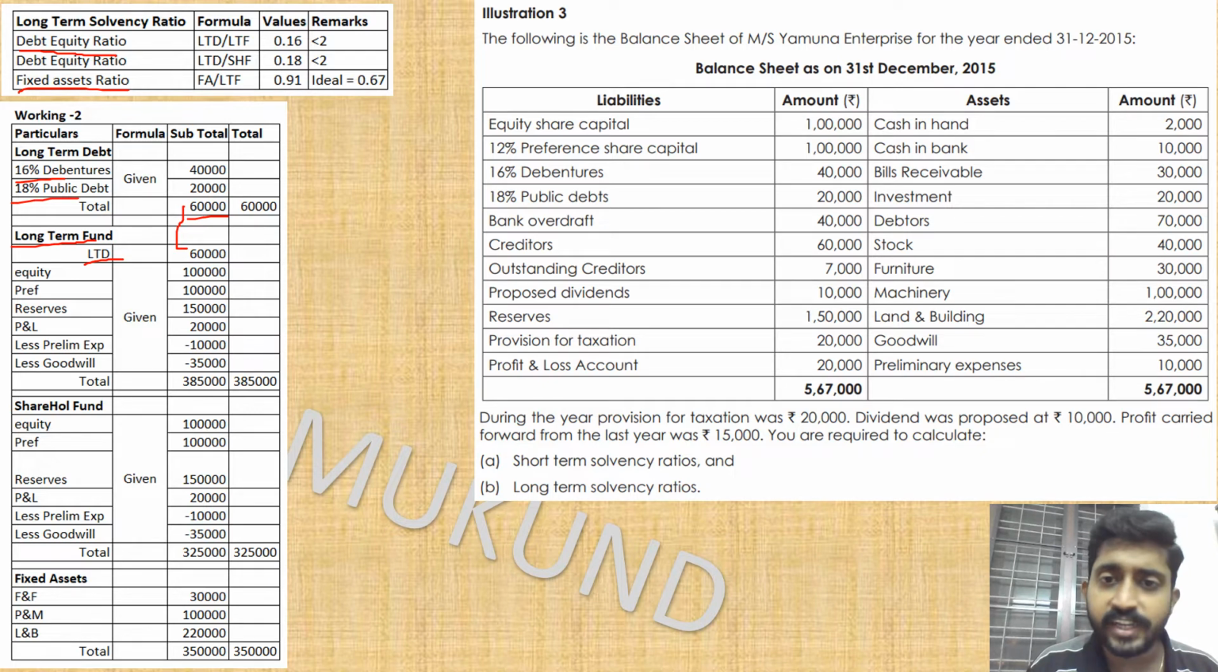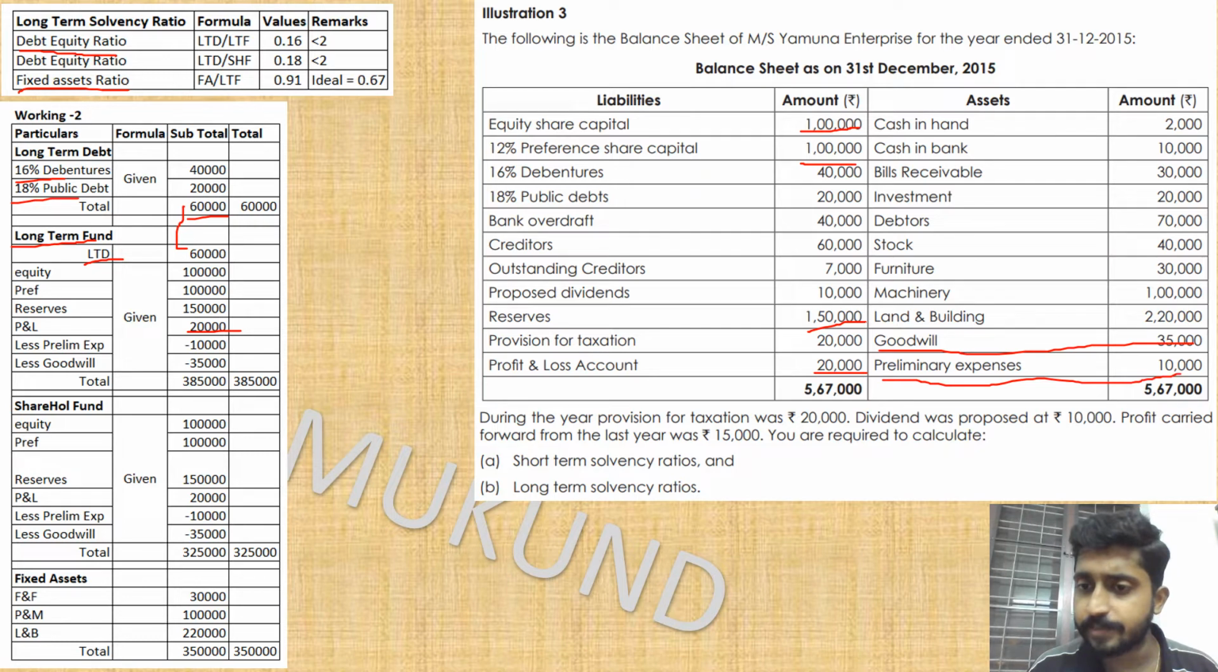Okay, next is equity. It is given in the balance sheet as 1 lakh. Preference is also long term. Next, reserves is also long term. Next, our P&L balance is also long term. And we have to reduce our goodwill, which is the intangible portion, and preliminary expenses. From this, 10,000 minus 10,000 minus 35,000 to find the long term fund.